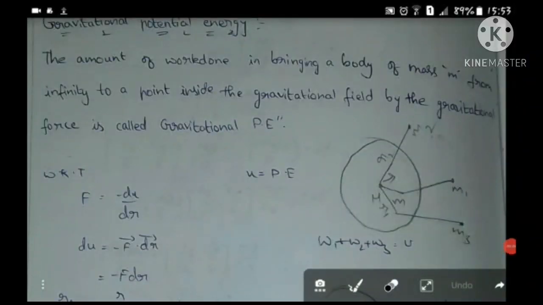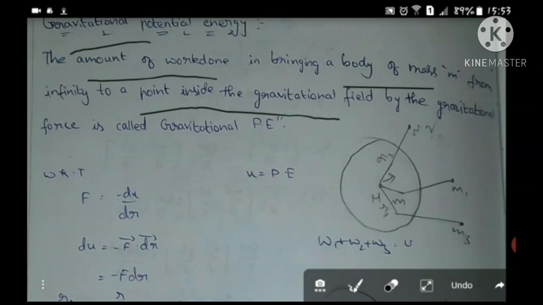In this part, I am going to teach you the next topic of gravitation. The next topic is gravitational potential energy. The amount of work done in bringing a body of mass m from infinity to a point inside the gravitational field by gravitational force is called gravitational potential energy.